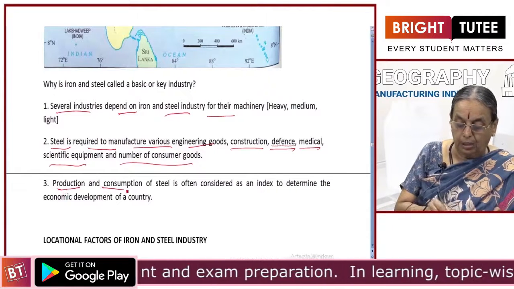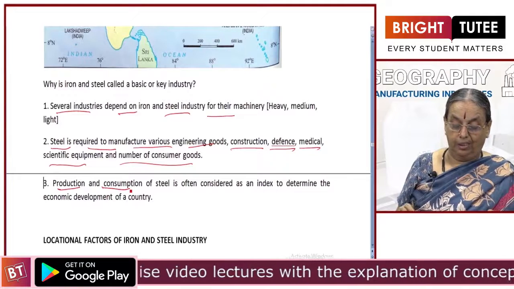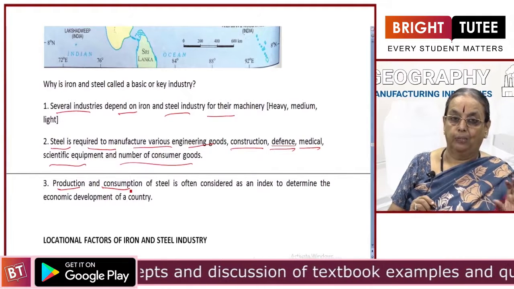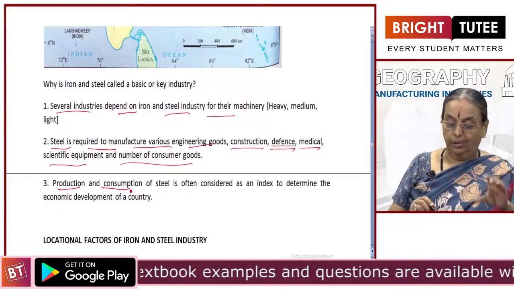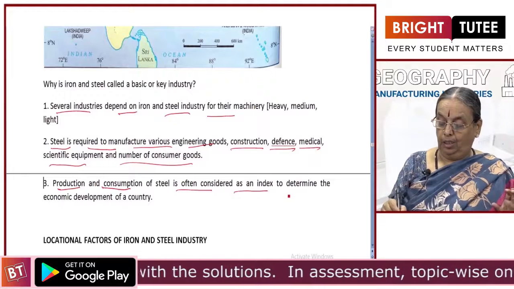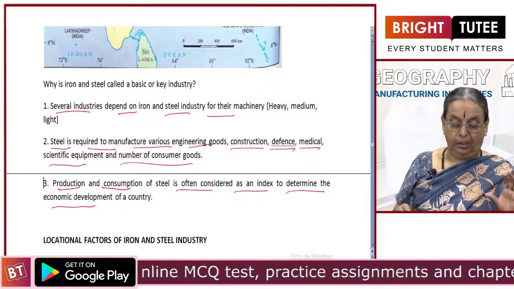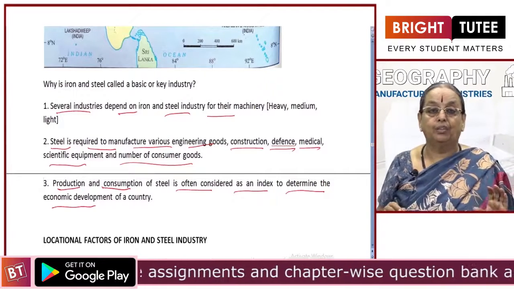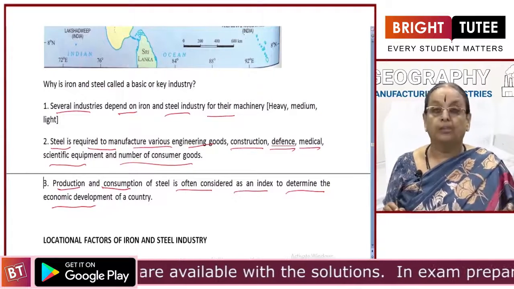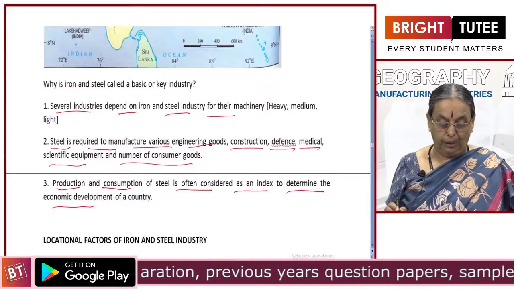And the next very important factor that makes the iron and steel industry a key or basic industry is that the country's economic development is adjudged by the production and consumption of steel. The production and consumption of steel is often considered an index to determine whether the country is economically developed or not. This is the criterion by which we decide whether the country is developed or not. So, the production and consumption of steel decides the country's economic development.